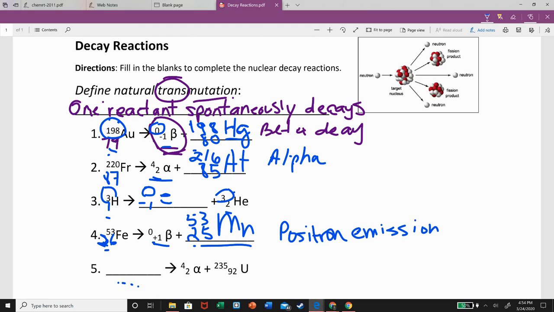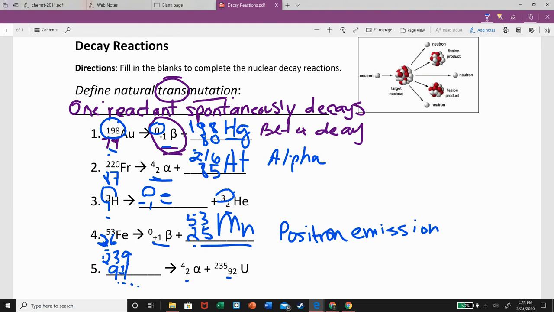Okay, so top numbers and bottom numbers have to be equal on both sides. So what is 235 plus 4? Do it on your fingers if you have to, or you guys have a calculator, right? So then what is it going to be? All right, so it's going to be 239, right? Because that's going to be 235 plus 4. Okay, so top number is 239. Now the bottom number, I have a 2 and a 92. So 92 plus 2 is 94. So that means that my bottom number will be a 94.